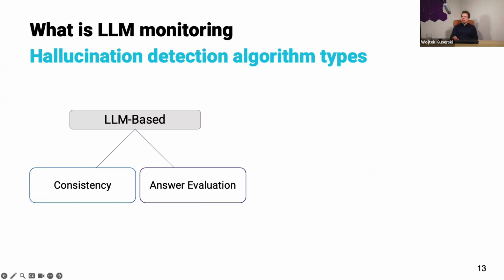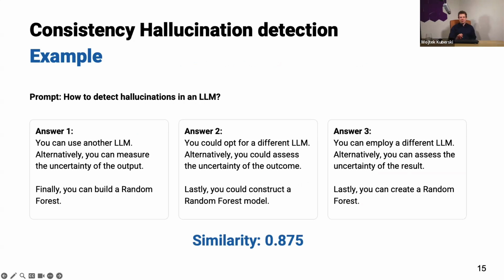So let's get started with the LLM-based approach, the consistency. So how does it work? Let's start with an example. Imagine that we have the same prompt as always, how to detect hallucinations in an LLM. And what we're going to do is query the LLM multiple times with the same prompt, just adjusting, let's say, the random seed. There's also other things we can adjust, but let's focus on adjusting the random seed for the time being, and we'll just get multiple slightly different answers.